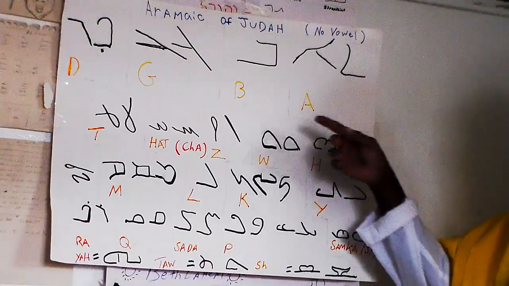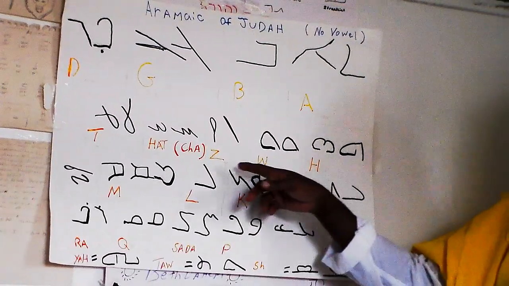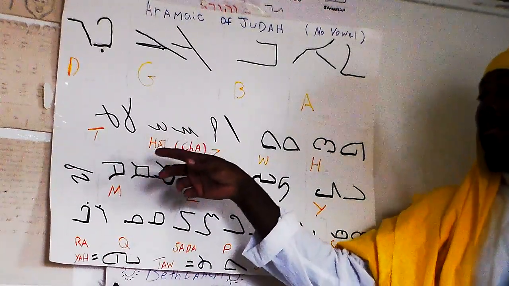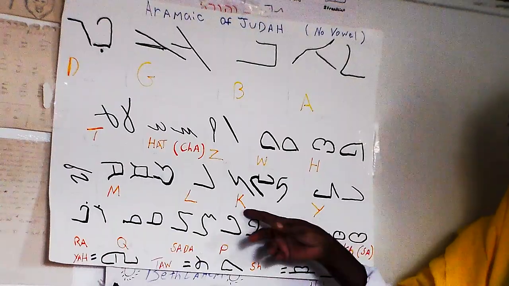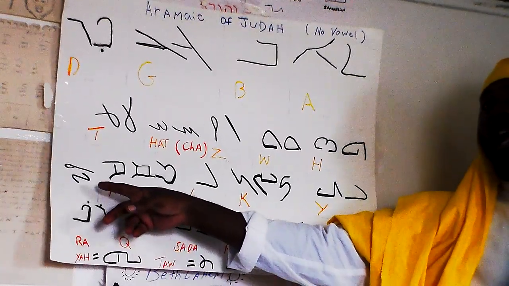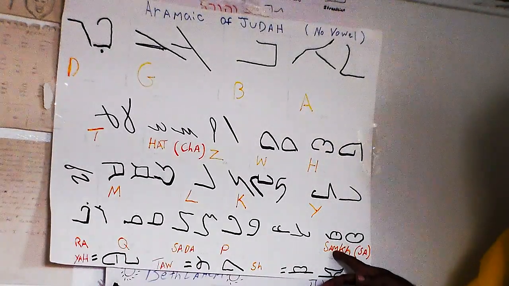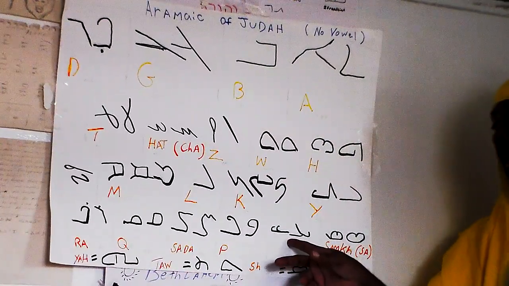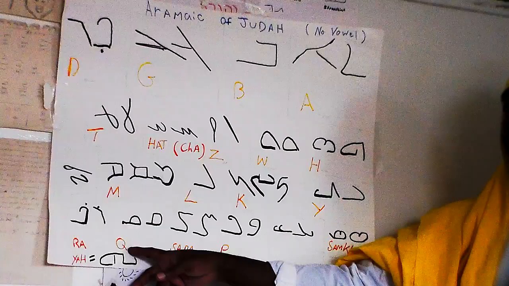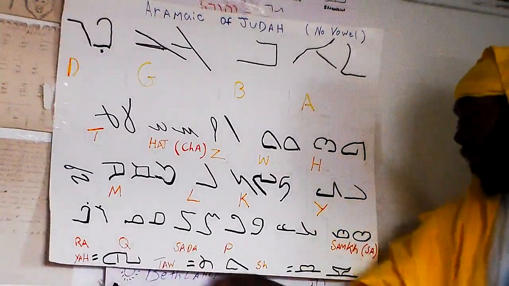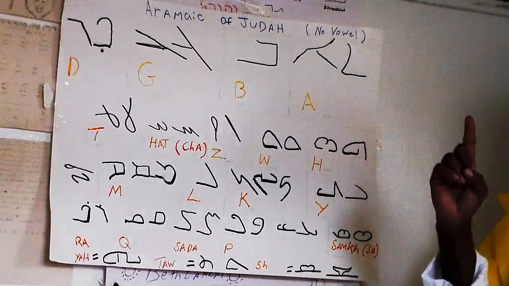Always remember: Ah, Ba, Ga, Da, Ha, Wa, Za, Ha, Ta, Ya, Ka, La, Ma, Sha, Samka, Na, Pa, Sada, Qua, Ra, Sha, Ta. All together with the one that is King of the universe, Ya.